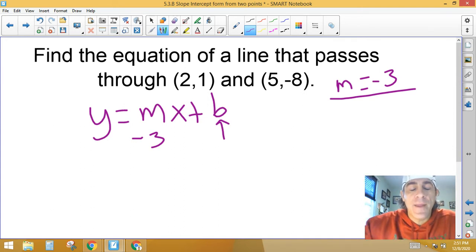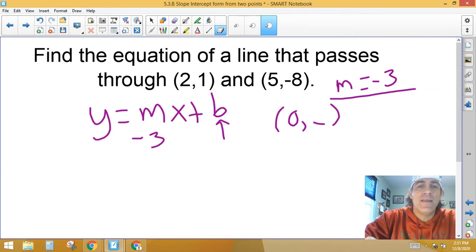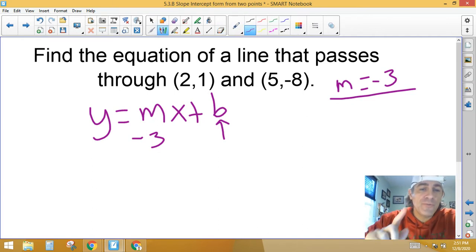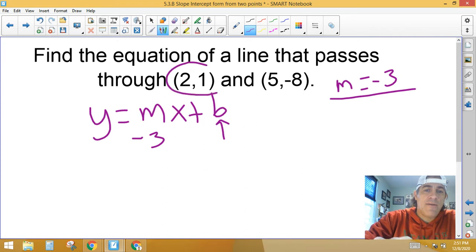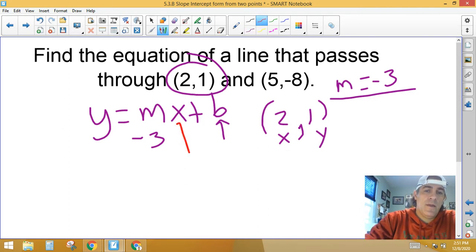And I can't just pick any b I want. If one of my ordered pairs happened to be a y-intercept, meaning it happened to be 0 comma a number, I'd have it, but I don't have that. So what we want to do is use what we are given. I have my slope, and if you look, I have an ordered pair, that 2, 1. That's an x and that's a y. An x, a y, and we have our m.